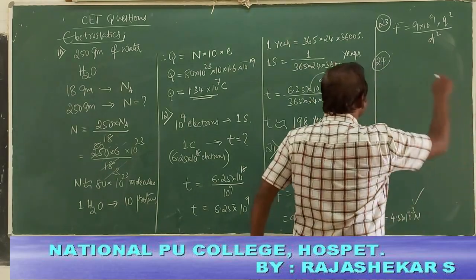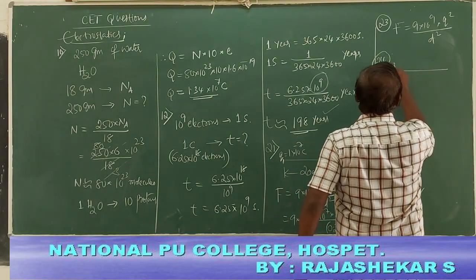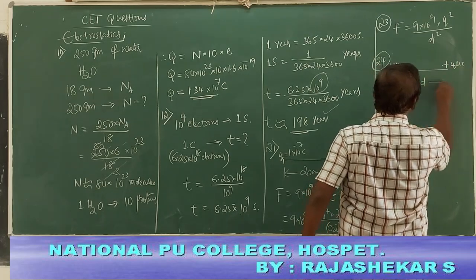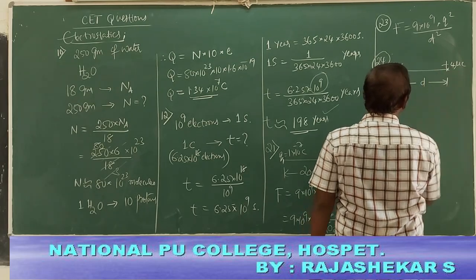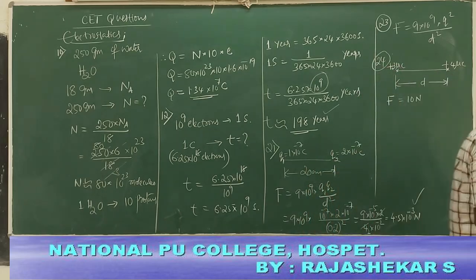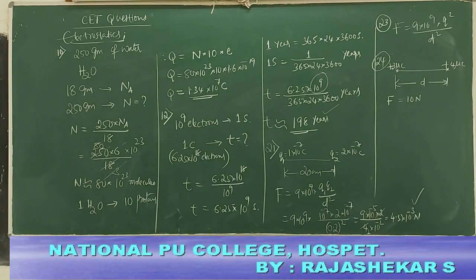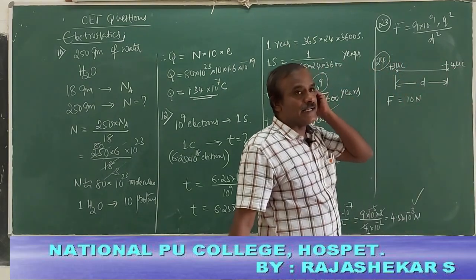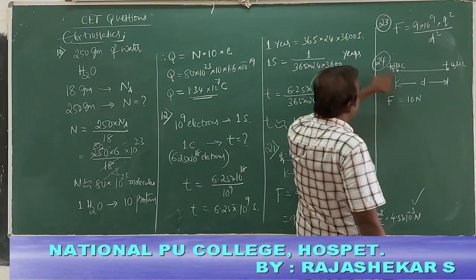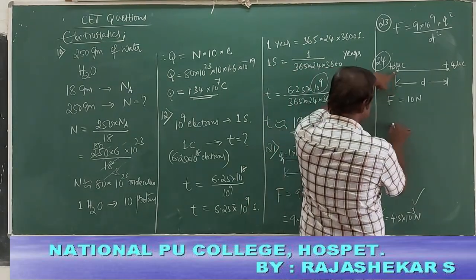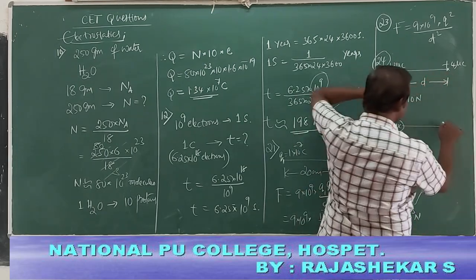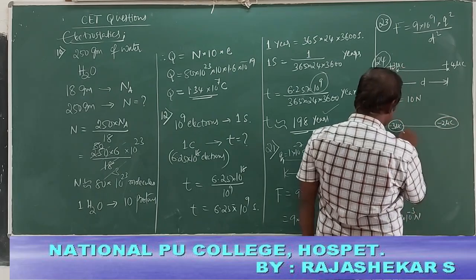Remember, students, initially plus 3 microcoulomb and plus 4 microcoulomb are separated by some distance. Force here is 10 Newton, given. Now if an additional minus 6 microcoulomb is given to each, what is the new force? When you add minus 6 to this, it becomes minus 3. When you add minus 6 to this, it becomes minus 2. Distance remains the same, students.